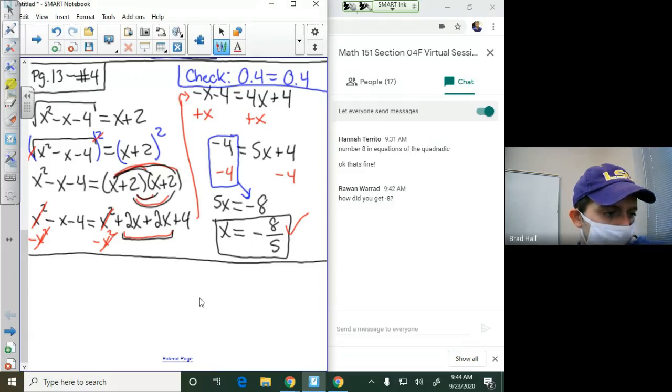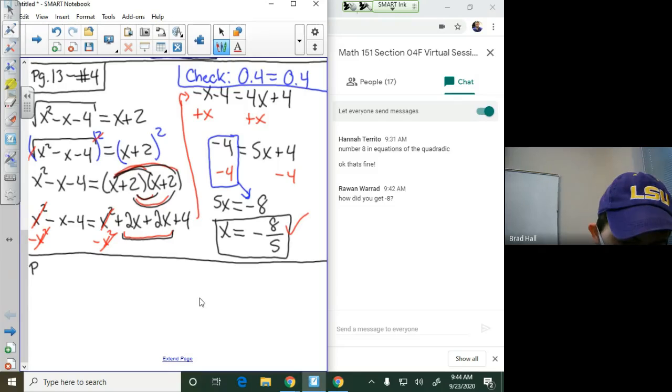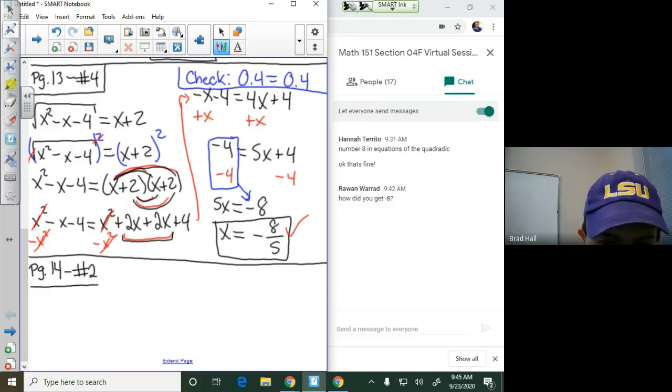So we'll move on to the next page of the workbook. And then Hannah, to answer your question, I'll be doing problem 2. So page 14 now, number 2. And this is also one of your problems in your U substitution homework. So this is number 8, as Hannah mentioned. So this is number 8 from the homework.